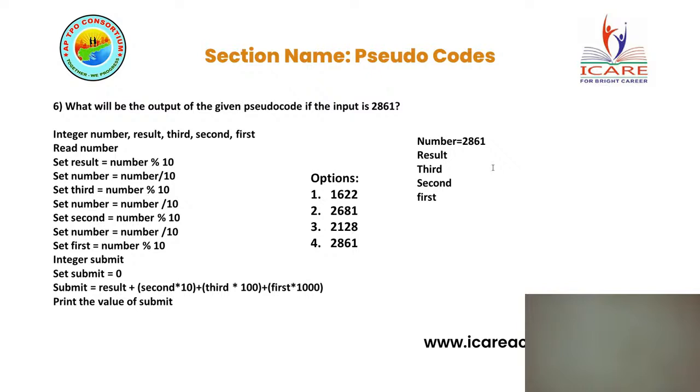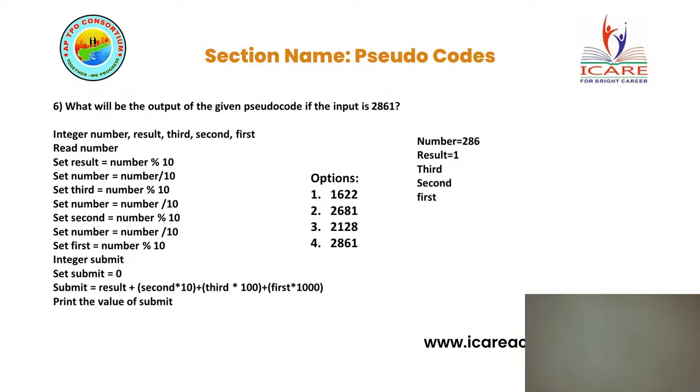Here we get 2861 modulo 10. The value is 1, and we are setting that value in result. So result is equal to 1. In the next statement, number is equal to number by 10. It means 2861 by 10, we get 286. So in number we have 286 and in result we have 1.